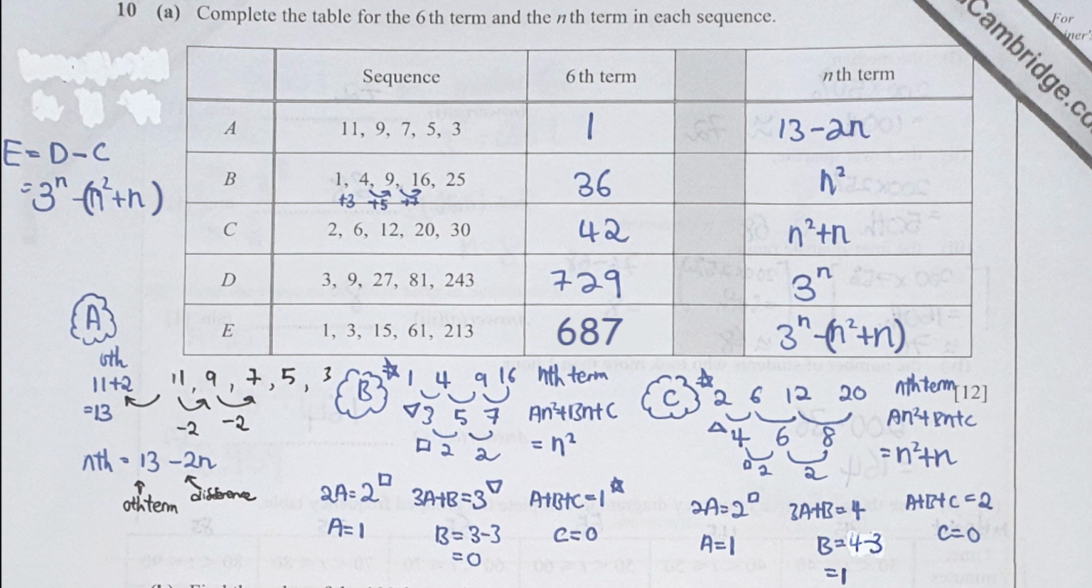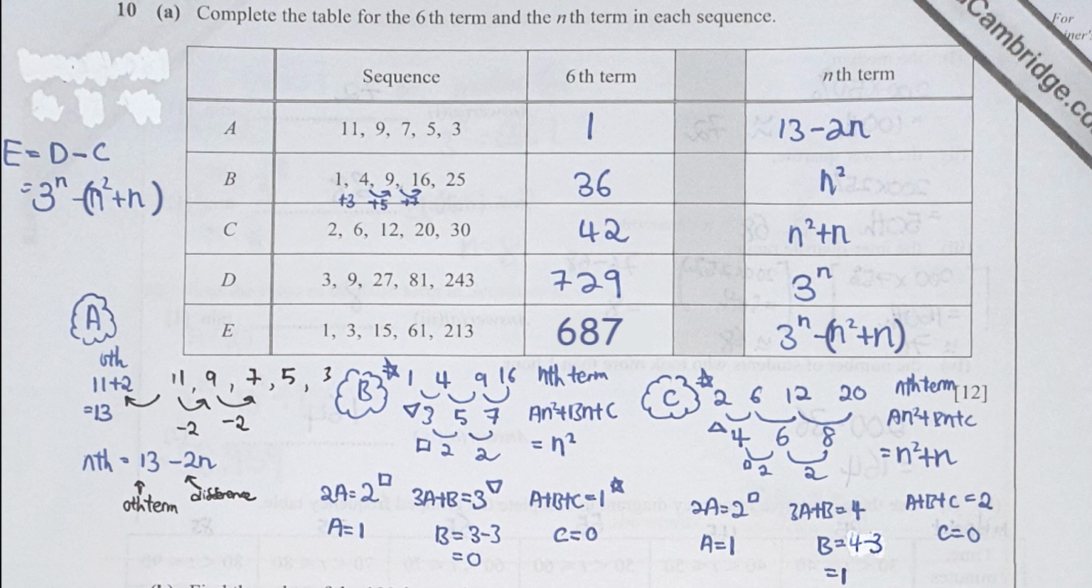As for section D, there's no clear way for you to solve this or formula to be used. You're simply required to compare the relationship between the variables. Based on my comparison, I got the nth term as 3 to the power of n. So my sixth term will be 3 to the power of 6, which translates into 729.